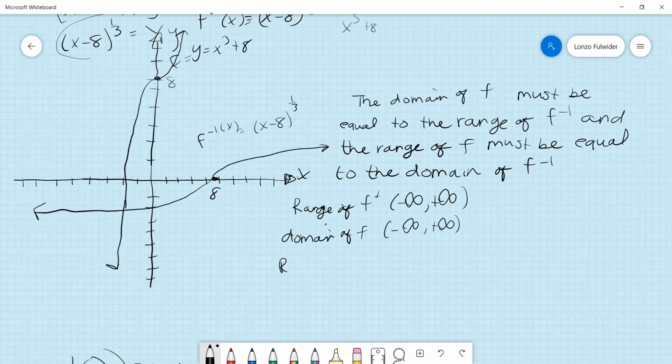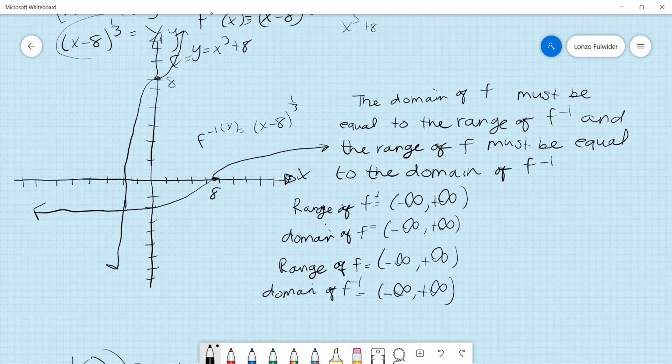Let's look at the range of f. Here's f. The range of this graph is also all real numbers. And then the domain of f inverse, here's f inverse. So what is the domain of this? It's also all real numbers.